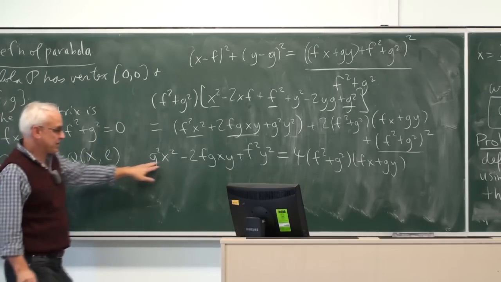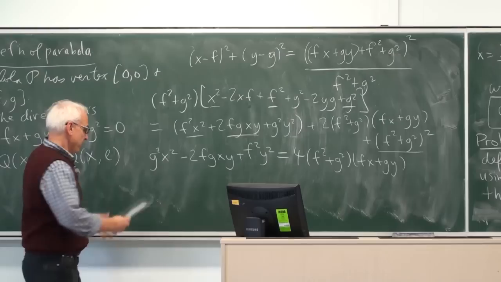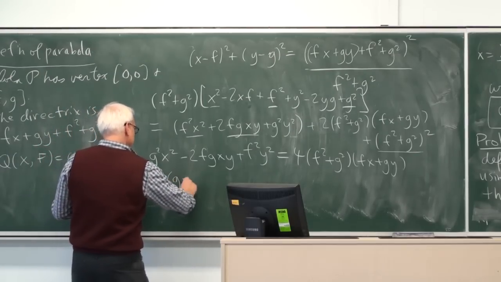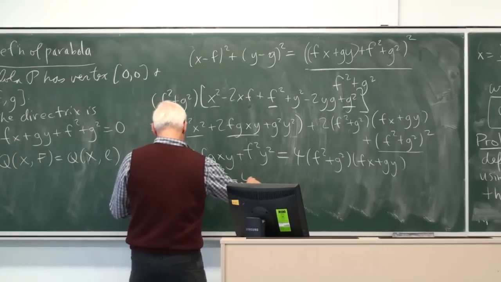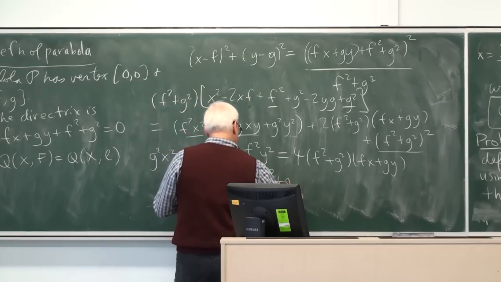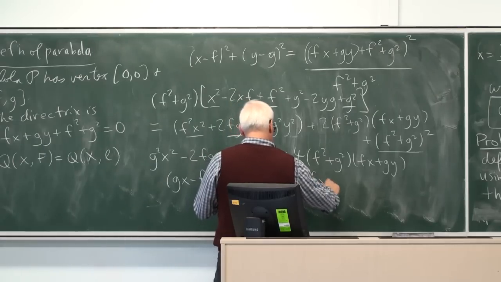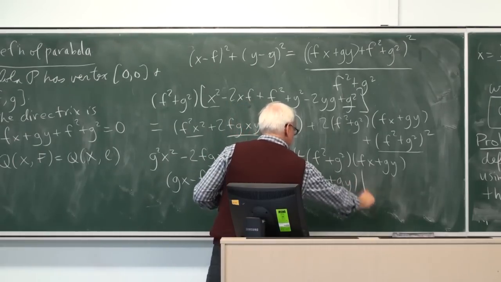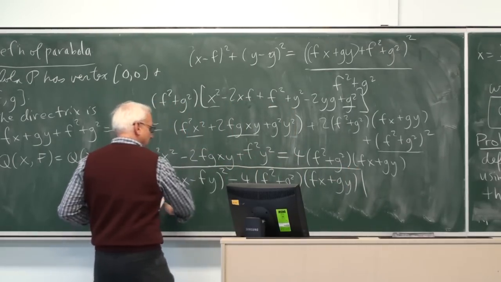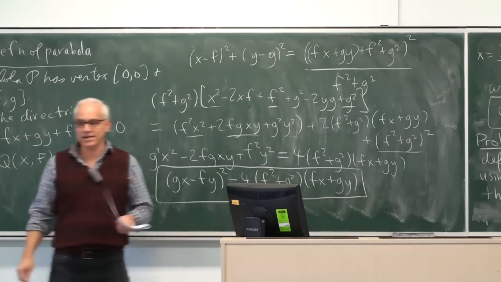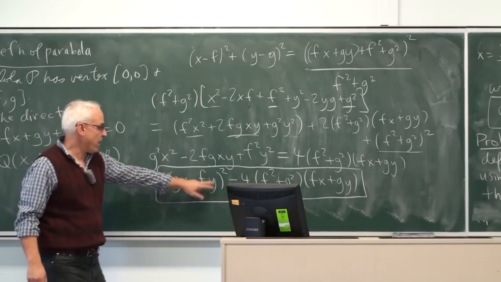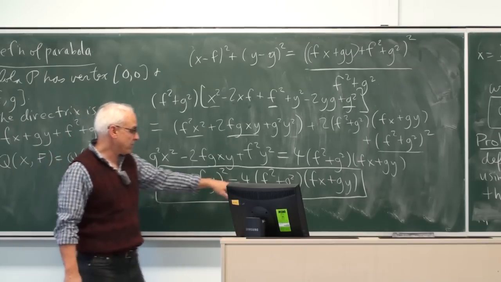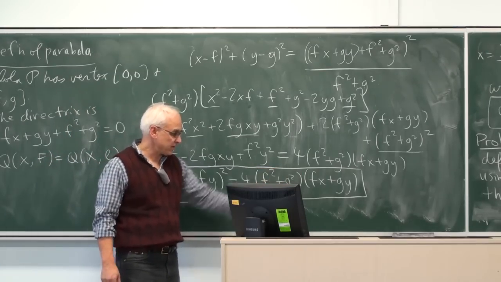And pleasantly, this is a square. So this is actually gx minus fy all squared. And so we get, for the formula for the parabola, this reasonably pleasant expression. There's a formula for the parabola with vertex at 0, 0, and whose focus is at f, g. So it reads gx minus fy all squared on the left-hand side equals 4 times f squared plus g squared times fx plus gy.